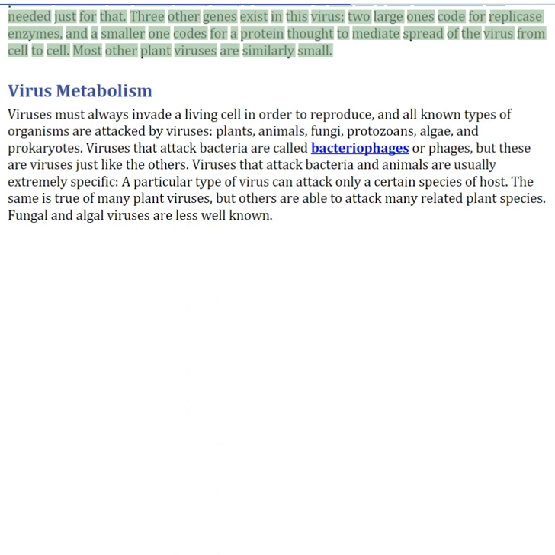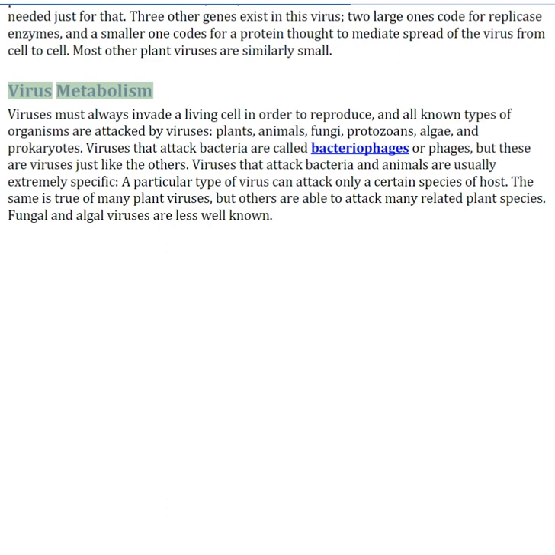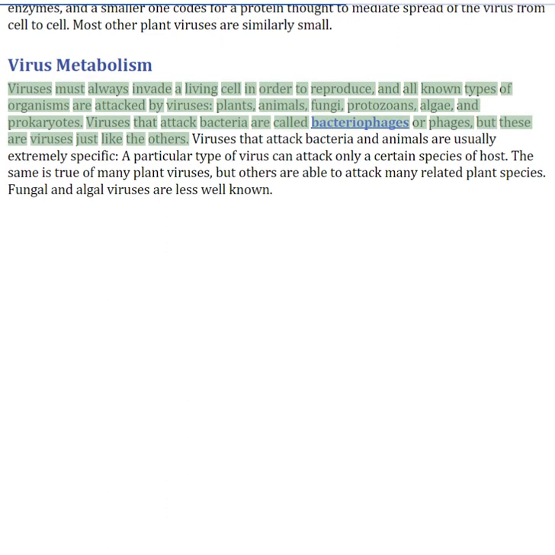Most other plant viruses are similarly small. Virus metabolism. Viruses must always invade a living cell in order to reproduce, and all known types of organisms are attacked by viruses: plants, animals, fungi, protozoans, algae, and prokaryotes. Viruses that attack bacteria are called bacteriophages or phages, but these are viruses just like the others.